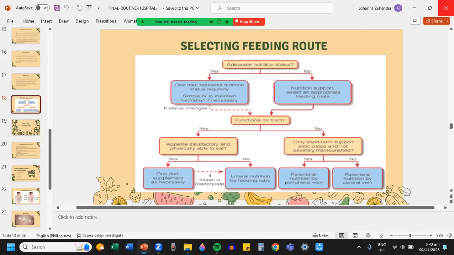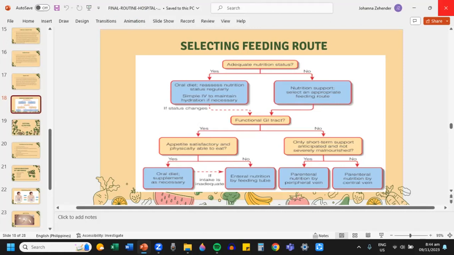Next, we have an infographic or graph with regards to selecting the feeding route. So you have to assess whether or not the patient has adequate nutrition status. If yes, pwede siya mag-oral diet or regular diet. Okay, so reassess nutrition status regularly. The patient may also have simple IV to maintain hydration if necessary.